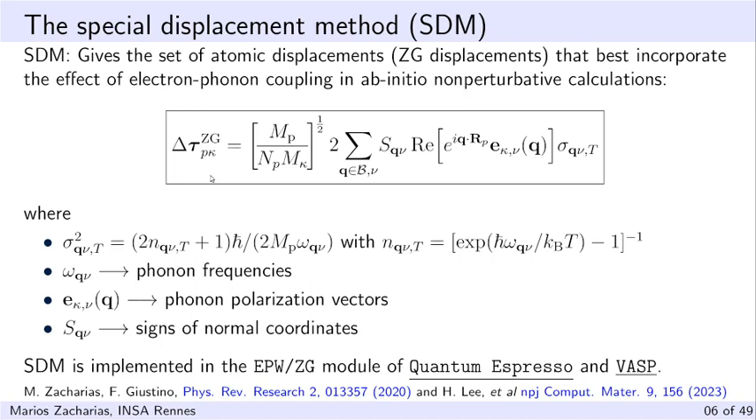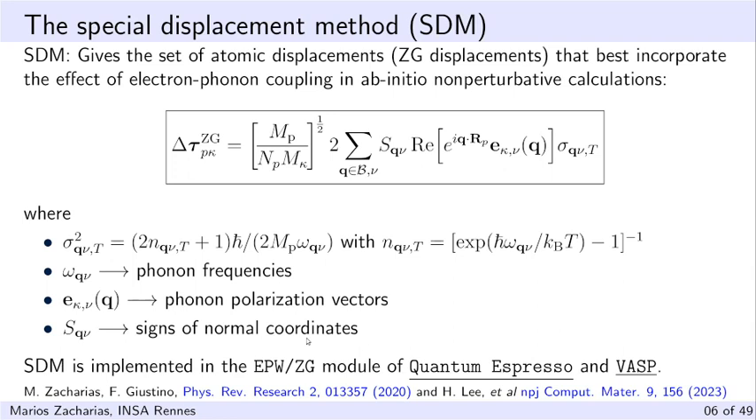Here are the displacements of a nucleus kappa in a unit cell p, which is written as a linear combination of the phonon polarization vectors, with coefficients determined by the mean square displacement of the atoms along a particular phonon mode at temperature T. These mean square displacements depend on the Bose-Einstein occupation factor, and this is how the temperature enters in these displacements. And these displacements are also scaled by the phonon frequency of a phonon with wave vector q and phonon branch index nu. What we have the freedom to do is to choose the signs in this expression in order to optimize our displacements and eliminate the non-perturbative error in our supercell calculations.